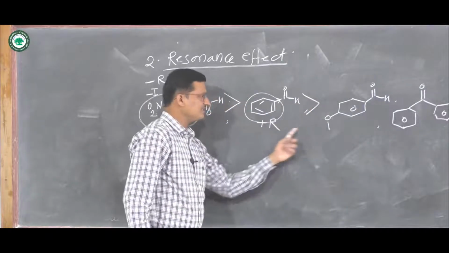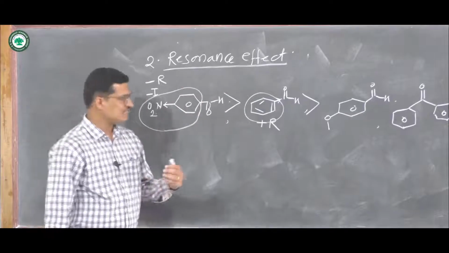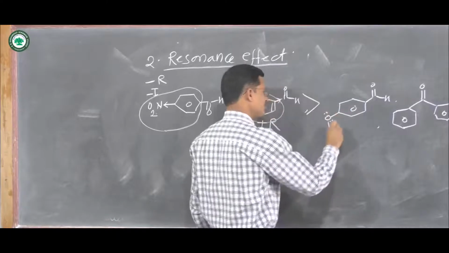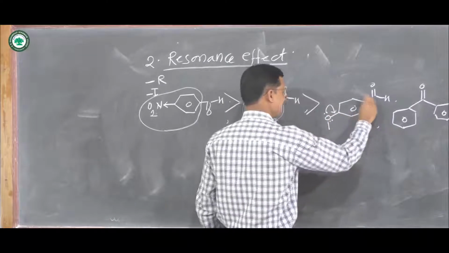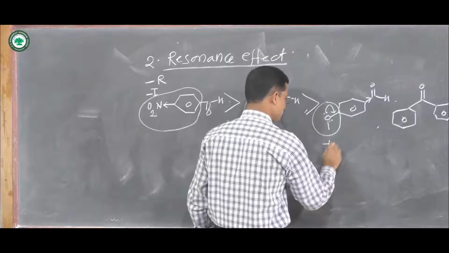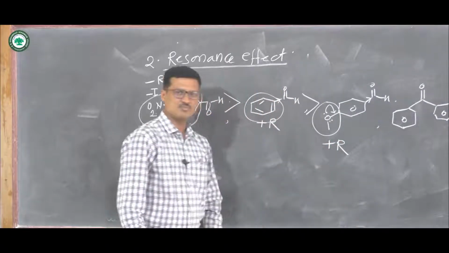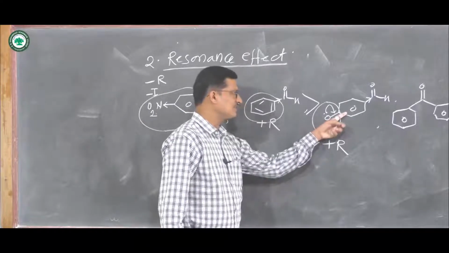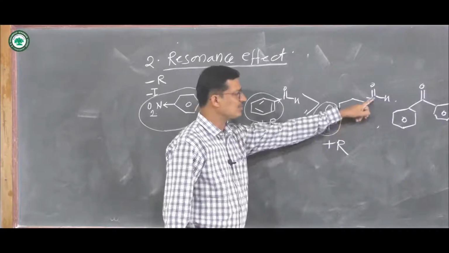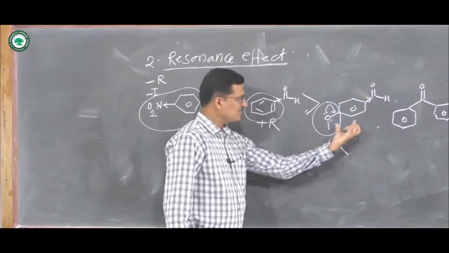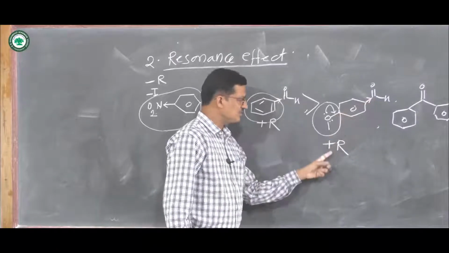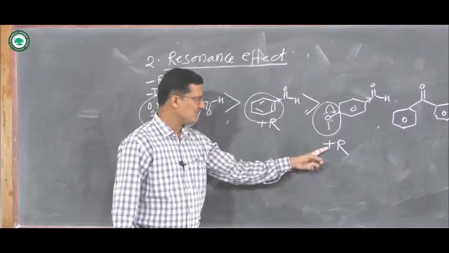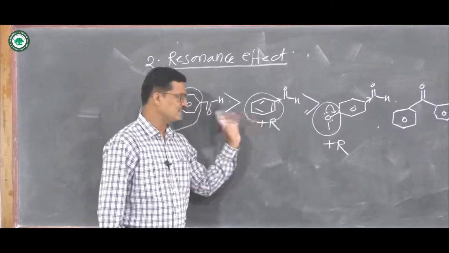Then when we compare the second and third, the third has less reactivity than the second, because this is a methoxy group, and the methoxy group donates electrons like this and gives plus R. When methoxy gives plus R, it donates electrons to the ring system, and this ring system again donates electrons to the carbonyl carbon. So both the methoxy and the ring system donate electrons. The plus R effect is more than in the second, and that's why the third compound has less reactivity than the second.